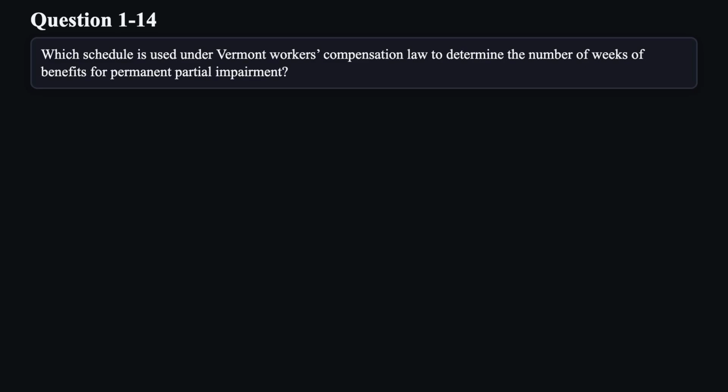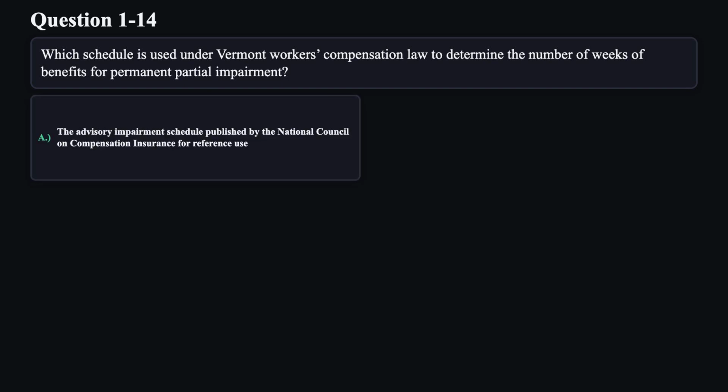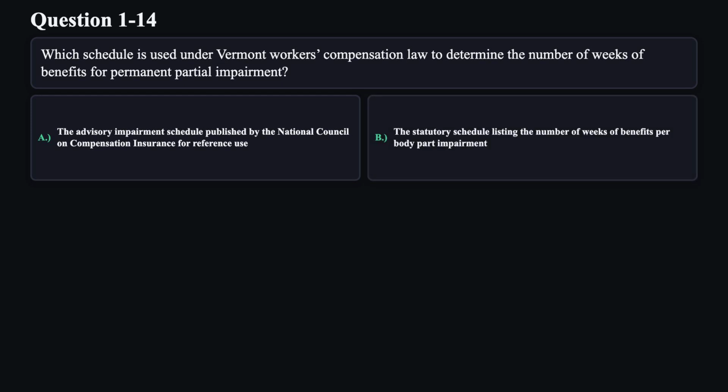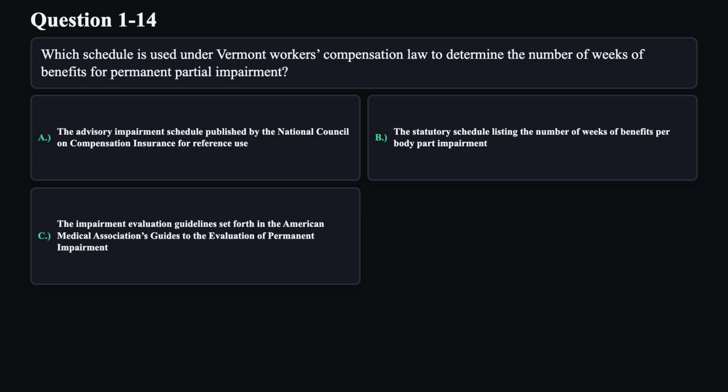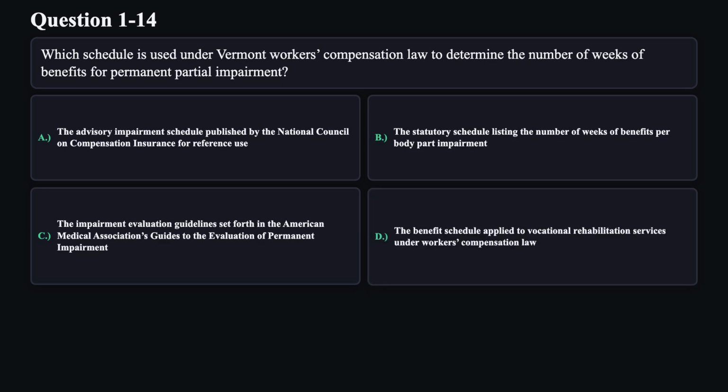Question 14. Which schedule is used under Vermont workers' compensation law to determine the number of weeks of benefits for permanent partial impairment? A. The advisory impairment schedule published by the National Council on Compensation Insurance for reference use. B. The statutory schedule listing the number of weeks of benefits per body part impairment. C. The impairment evaluation guidelines set forth in the American Medical Association's Guides to the Evaluation of Permanent Impairment. D. The benefit schedule applied to vocational rehabilitation services under workers' compensation law.